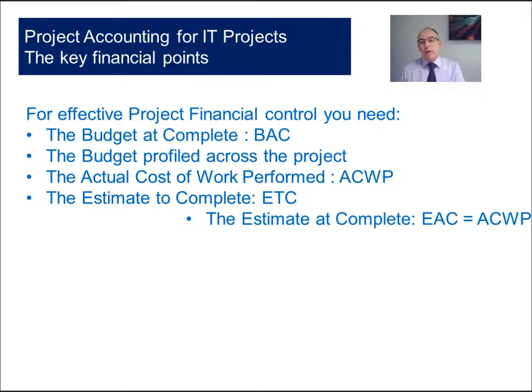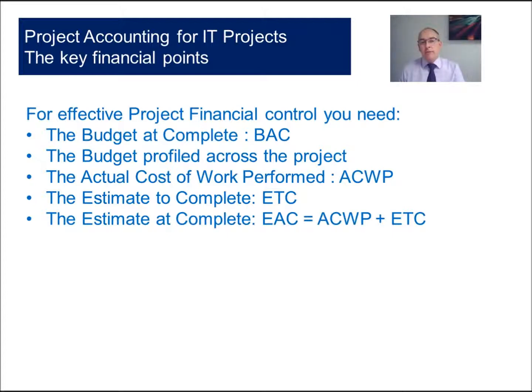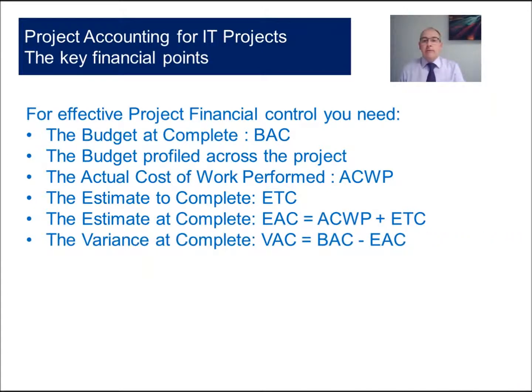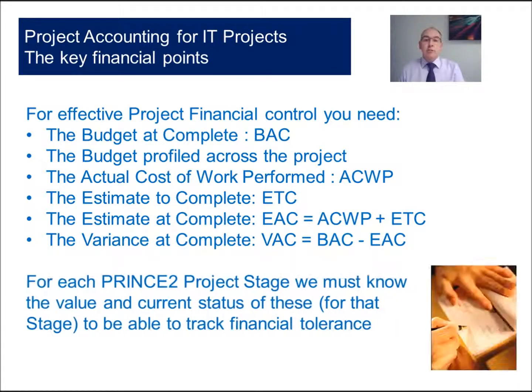And then from that we can calculate the estimate at complete, because that's an algorithm of the actual cost plus the estimates to complete. And finally we can then work out the variance at complete, and we want to know whether we've got a positive or negative variance, or are we going to come in on budget, which would be great. So for each PRINCE2 stage, we must know the value and current status of these, because without them we can't track tolerance, and we don't know if we're out of tolerance and have to go back to the project board.